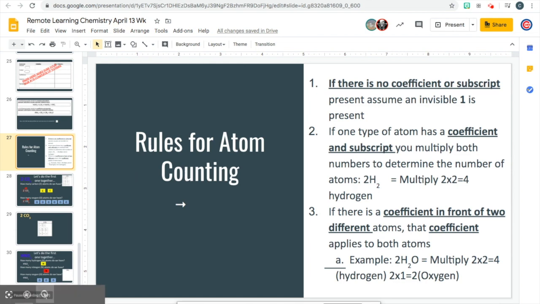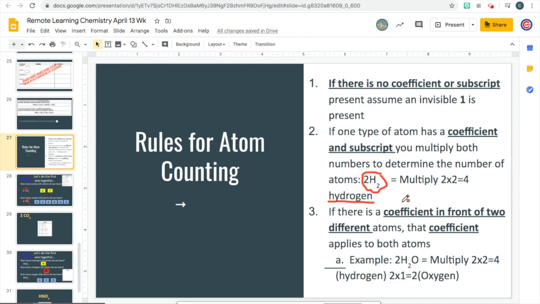Okay, so for example here, I'm just going to show you guys a quick example with hydrogen. You guys see with hydrogen, there is a coefficient of 2, and there is a subscript of 2. So to figure out how many hydrogens there are in that actual chemical equation, all we're going to do is just multiply 2 times 2, okay? So again, 2 times 2 is 4, so that means that there is 4 hydrogen, okay? The third rule is if there is a coefficient in front of two different atoms, that coefficient is going to apply to both.